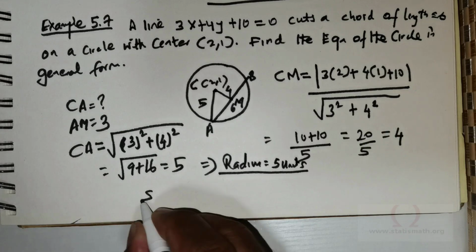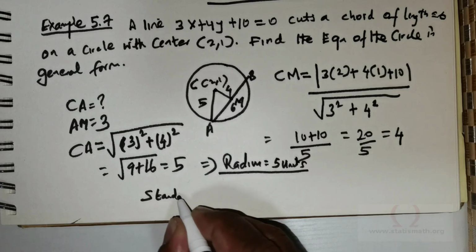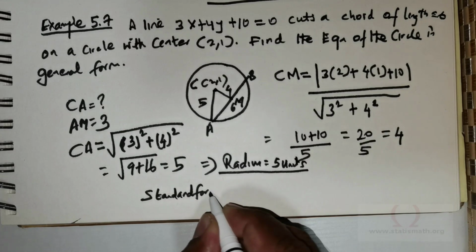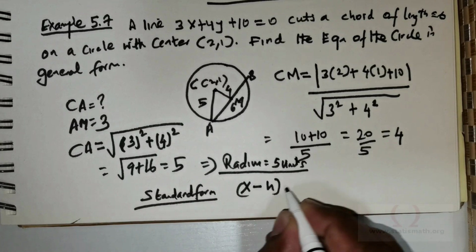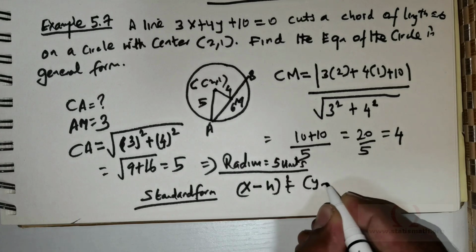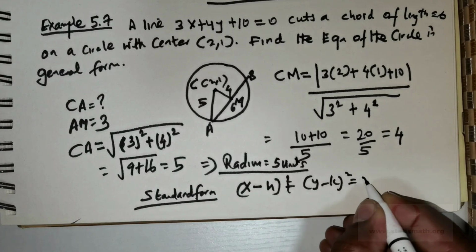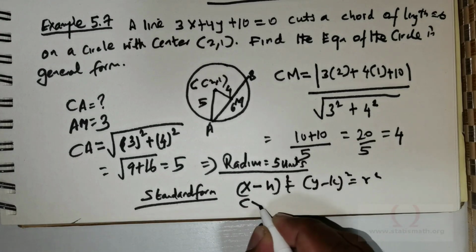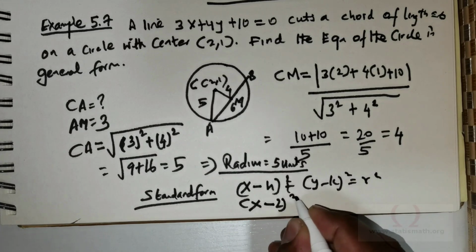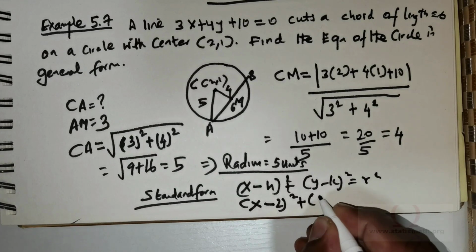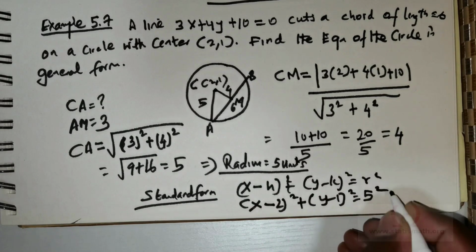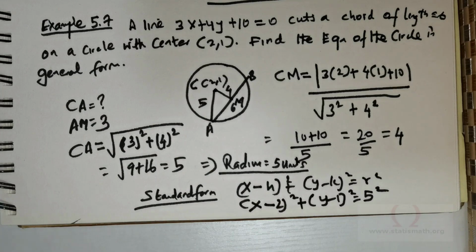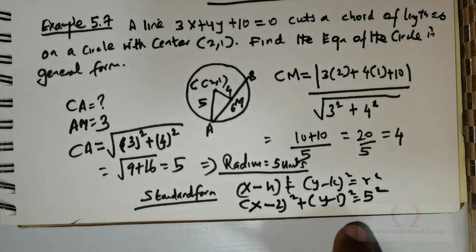So the standard form equation of the circle is (x - h) squared + (y - k) squared = r squared. In this case it is (x - 2) squared + (y - 1) squared. The radius is 5 units, so it's going to be 5 squared. So we have to expand this.